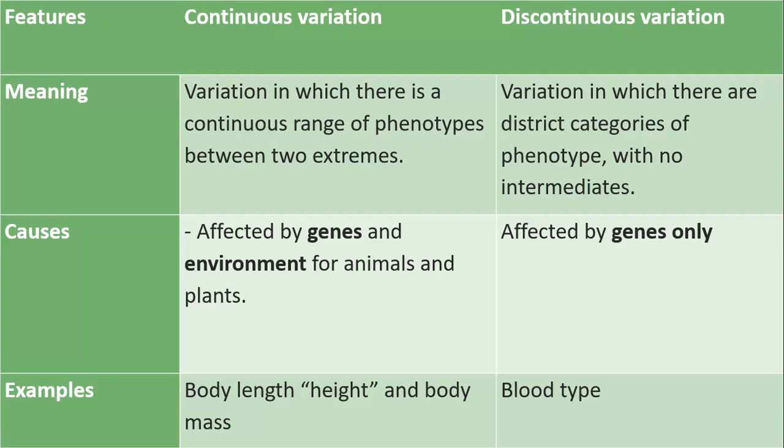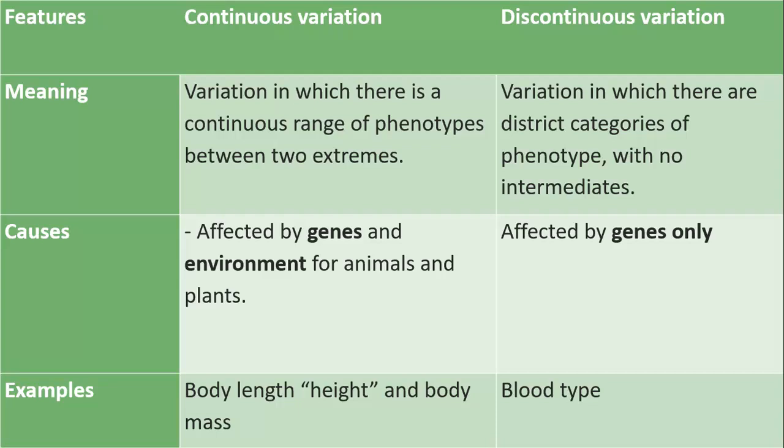While in the discontinuous variation, you have specific groups or categories. You can distinguish them. So this means that the first difference between continuous and discontinuous variation is in their definition. Variation in which there is a continuous range of phenotypes between two extremes is a continuous variation, while a variation in which there are distinct categories of phenotypes with no intermediates is a discontinuous variation.